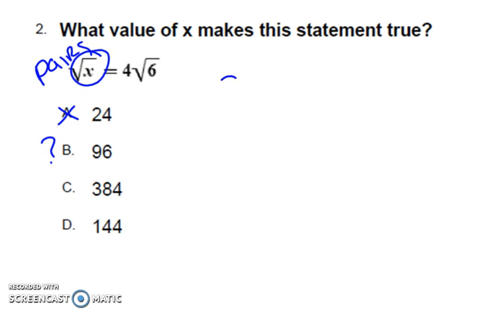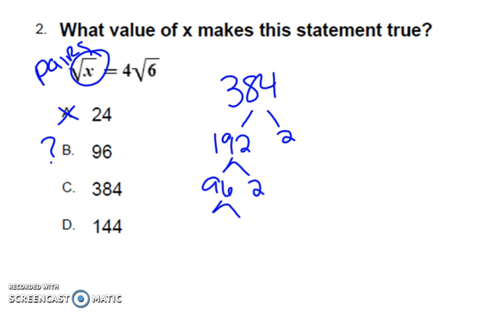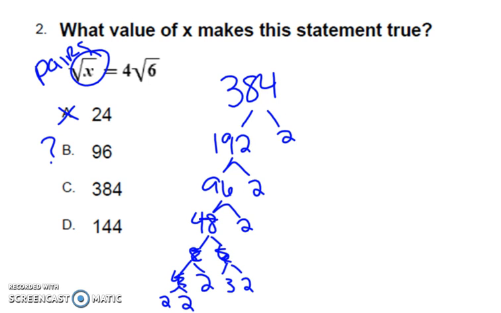If I do 384, I'm going to divide it by 2 again, and it's going to be 192. 192 divided by 2 gives me 96 and 2. 96 divided by 2 breaks to 48. That we can break to 8 and 6, 3 and 2, 4 and 2, and 2 and 2. Again, I want to cross off everything that I've used.